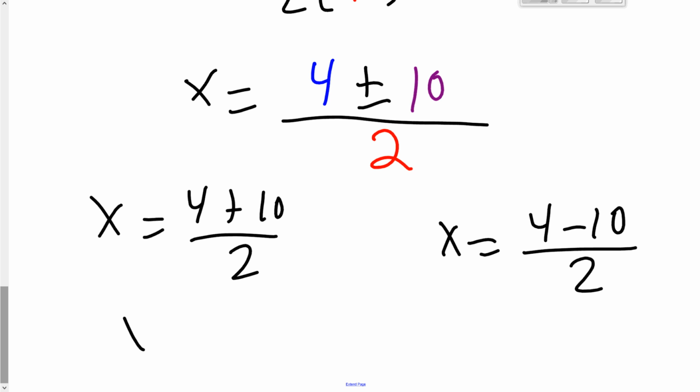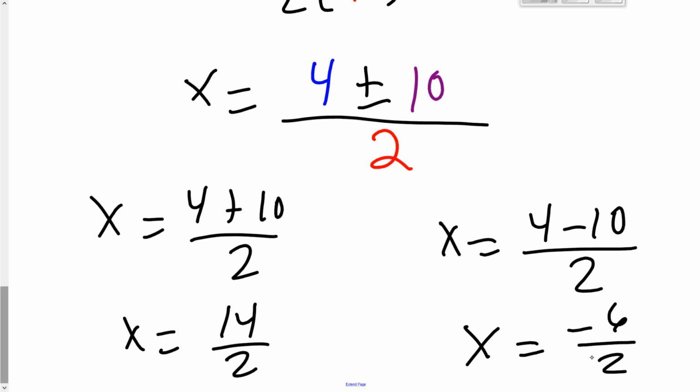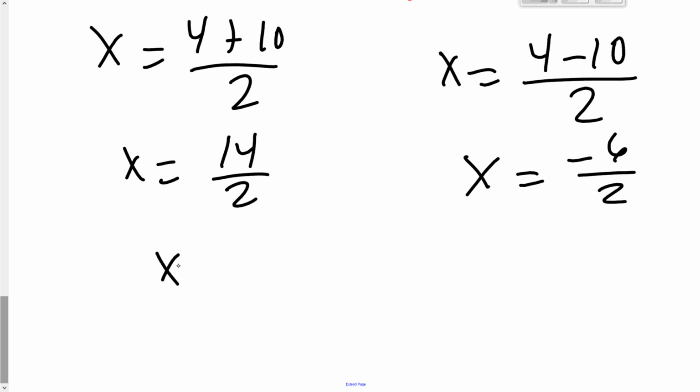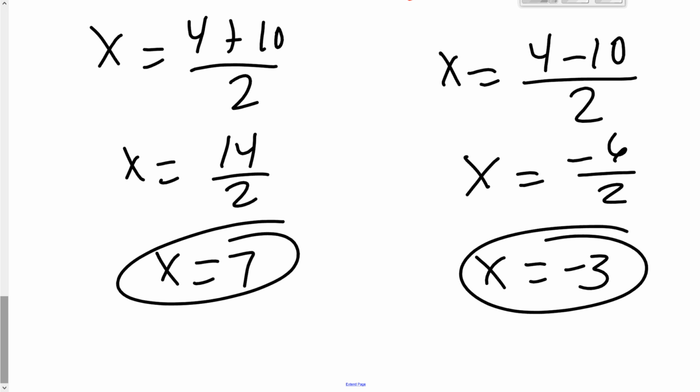So I add 4 plus 10, which is 14 over 2, and then I do 4 minus 10, which is a negative 6 over 2. So the very last thing I do is divide. So x equals 7, x equals negative 3. So those are your answers.